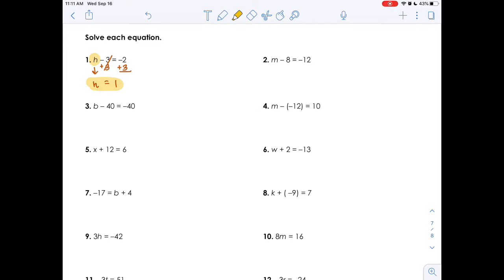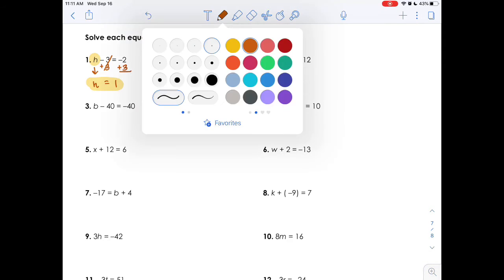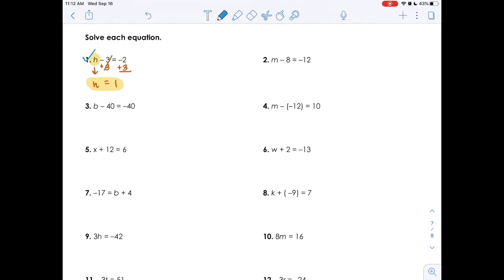I'm going to do a quick mental check to make sure that's correct. If I plugged in 1 for h and I did 1 minus 3, would that equal negative 2? The answer is yes. If you got h equals 1, you are correct.